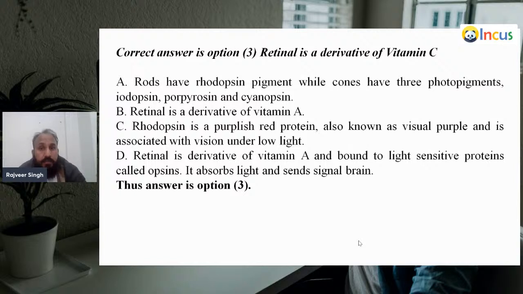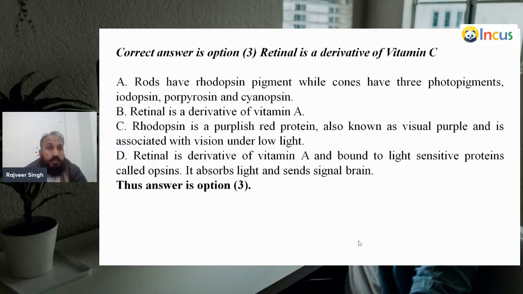So rods have rhodopsin pigments while cones have three photopigments: iodopsin, porphyropsin, and cyanopsin. Retinal is the derivative of vitamin A. Rhodopsin is a purplish red protein, also known as visual purple, and is associated with vision under low light. Retinal is the derivative of vitamin A and bonds to the light sensitive protein called opsin. It absorbs light and sends signals to the brain. So answer will be third. Retinal is the derivative of vitamin C.